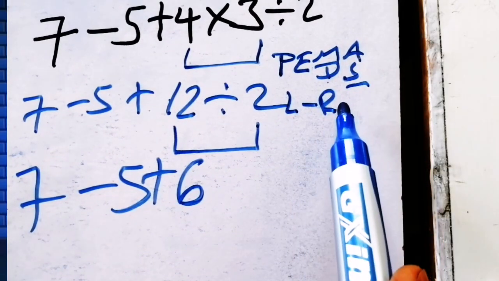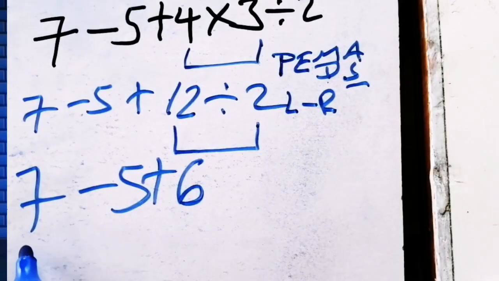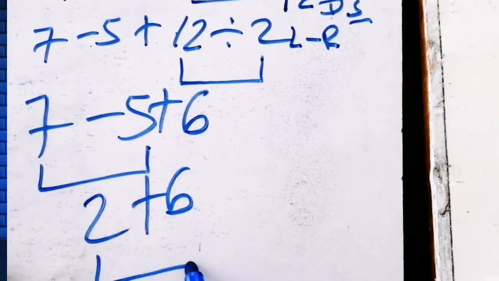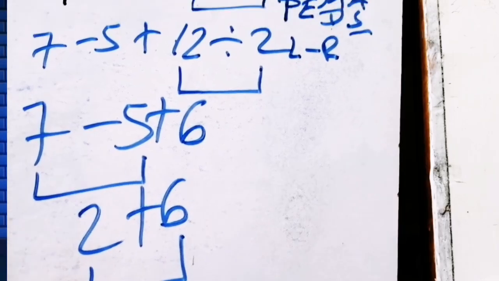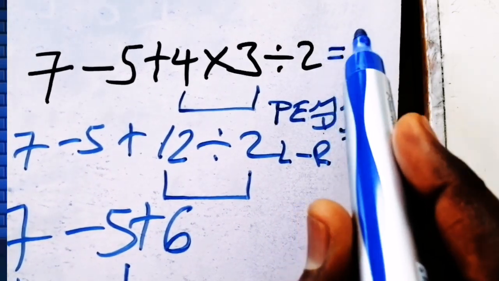Remember that addition and subtraction have equal priority. We have to work from left to right. Therefore, we have to do this subtraction first: 7 minus 5, which equals 2. 2 plus 6, which equals 8. This is the correct answer of this problem. Therefore, the correct answer of this problem equals 8.